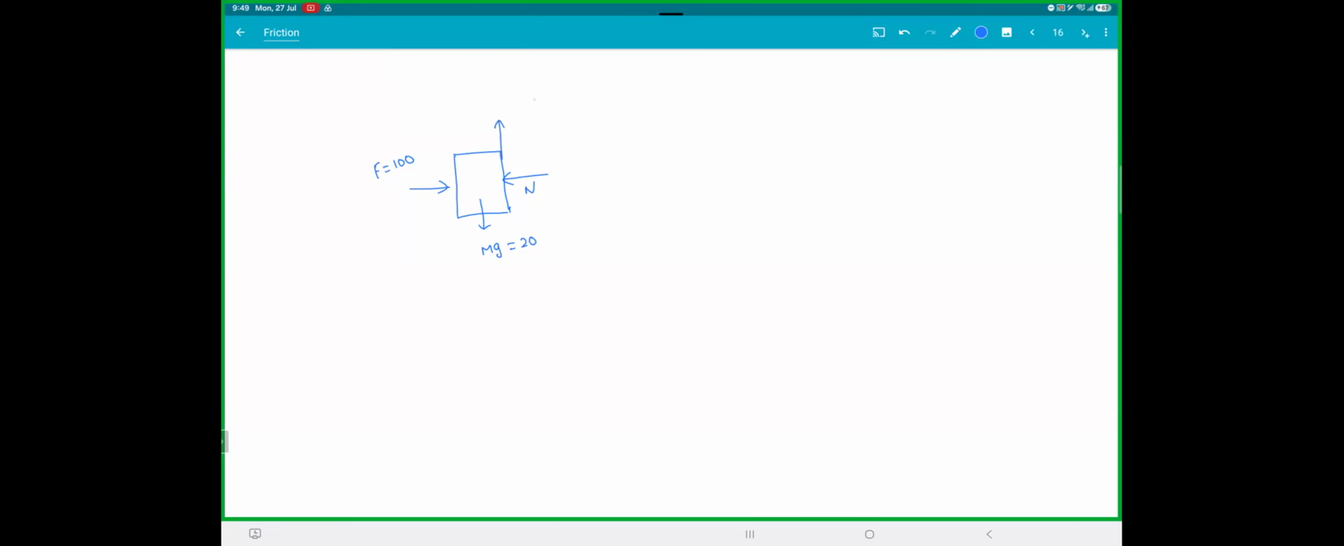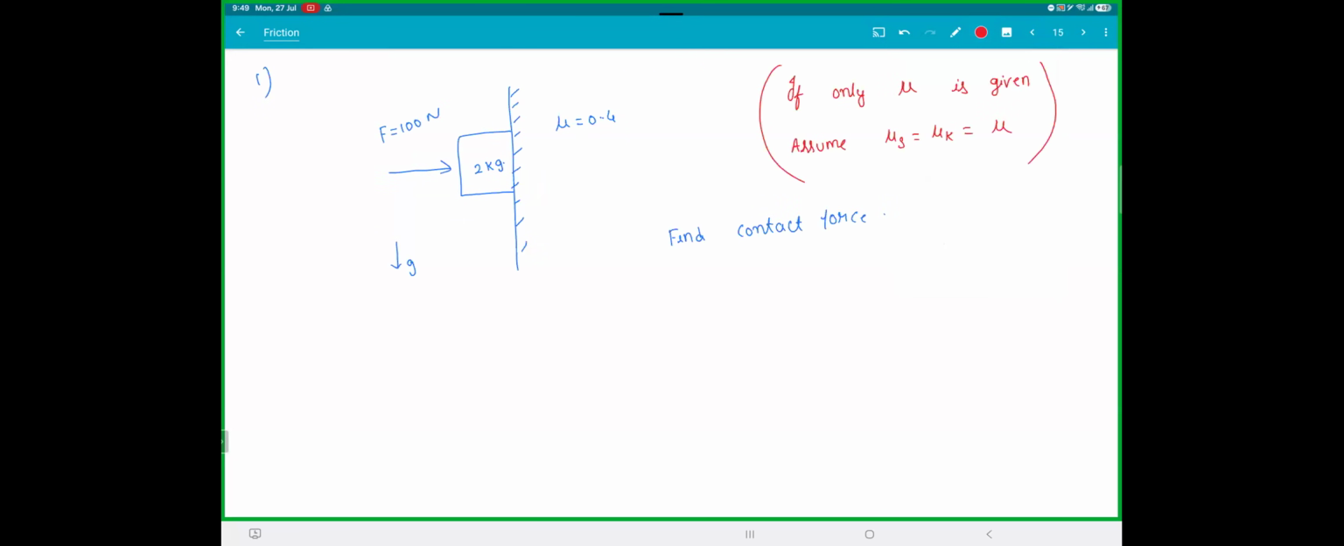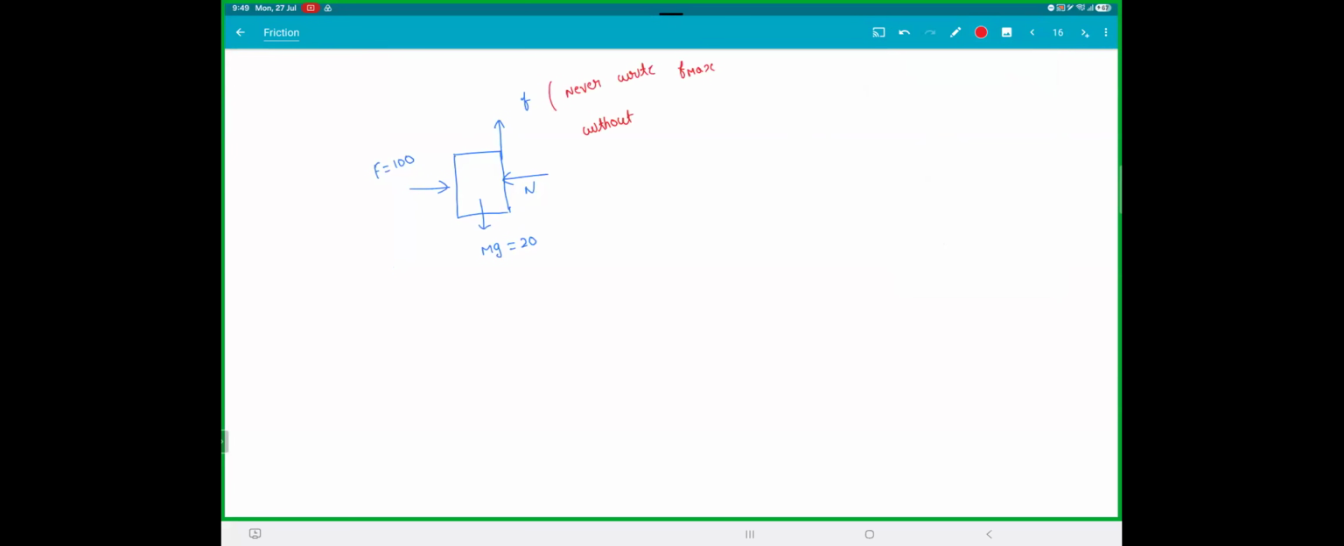Now here, there is one small thing I'll tell you. Never write the friction as Fs max unless you're damn sure it is slipping. Do you know the block is sliding? We don't know. Whole discussion closed. Don't write F max. The moment you write F max, you're telling the boss, I know it is slipping. So never write F max without being sure.